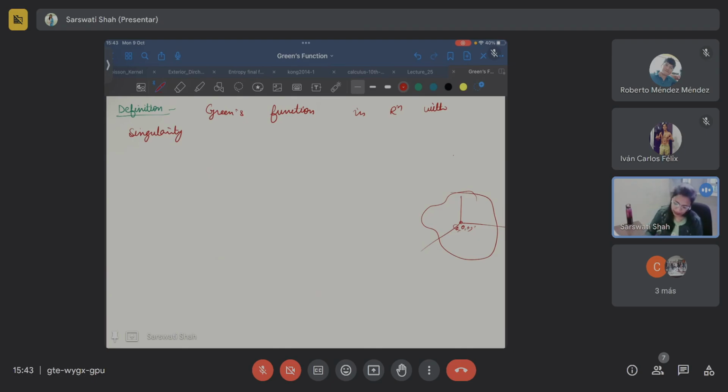So what we are saying is that we are considering the Green's function in the dimension Rn with singularity at x naught. So rather than taking it 0, we are taking this as x naught, y naught, z naught. And this Green's function is defined when we have singularity at x naught, y naught, z naught, rather than the singularity being at the origin of the domain, the origin of the space.